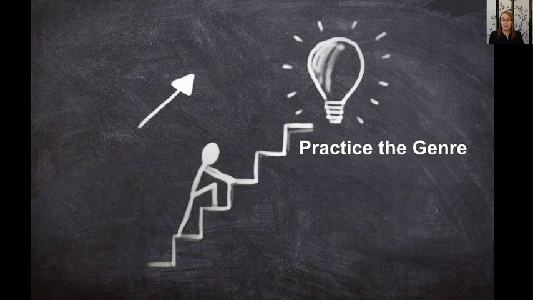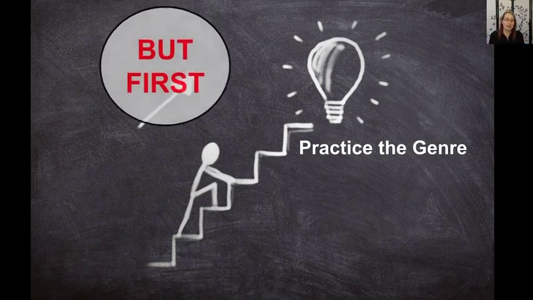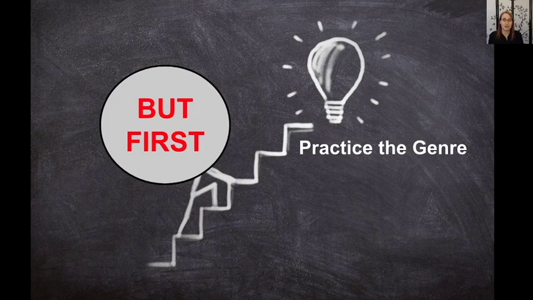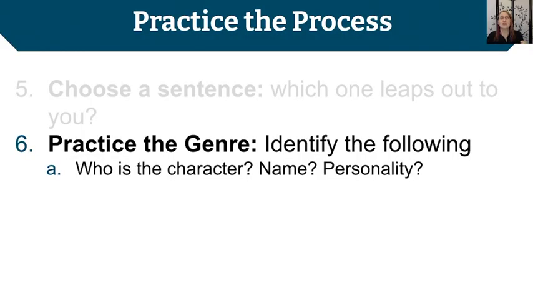What comes next? What's the next thought? What are the next two thoughts? But first, before you write that monologue, you have to identify that character, that listener, and that location. So we start with character. Who is the character? What's their name? Give them a name. What's their personality?